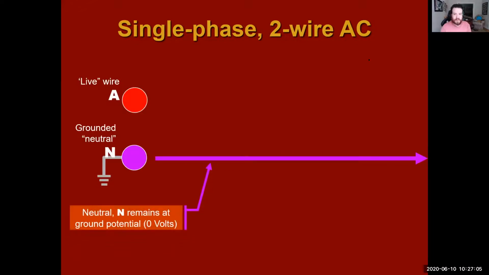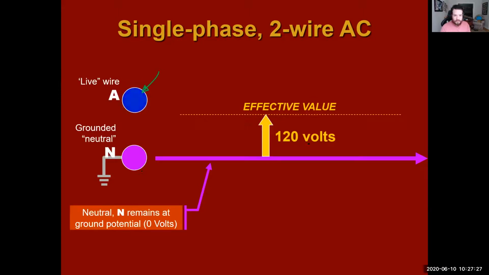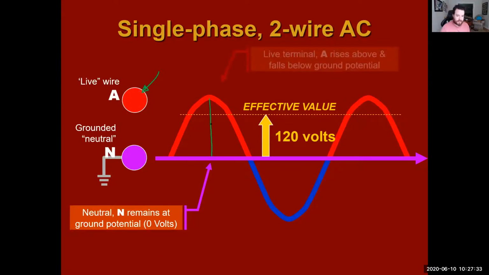So single phase 2-wire AC, we have a live wire and we have a ground or a neutral wire. All right. And basically what's happening here is that this one, A, is going to be the actual live current. All right. And we have our ground or our neutral. So we have our effective value, which is at 120 volts. We said it's not at its peak.